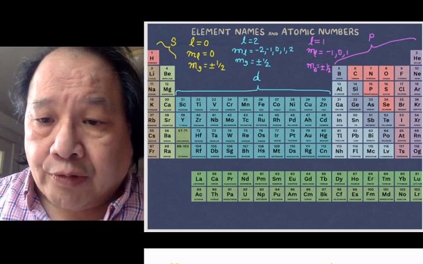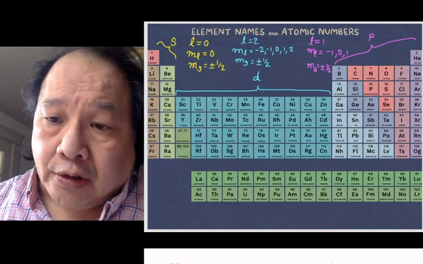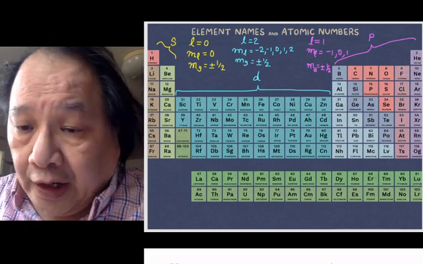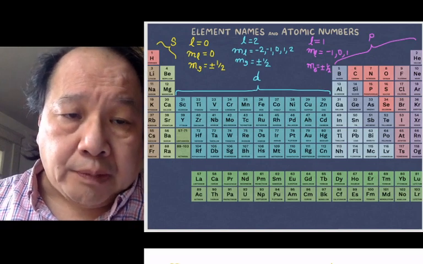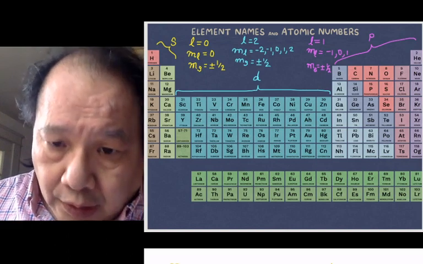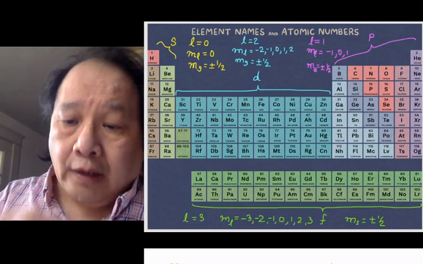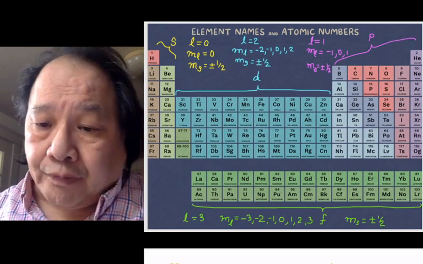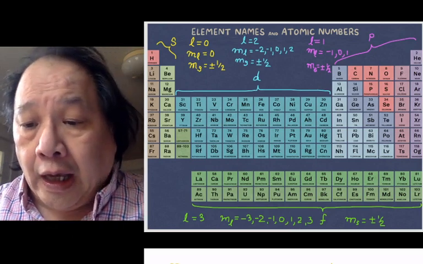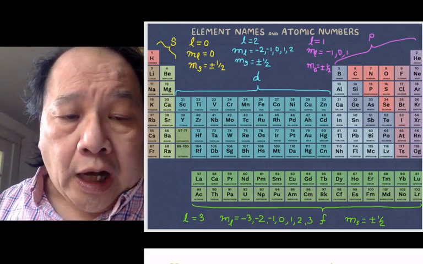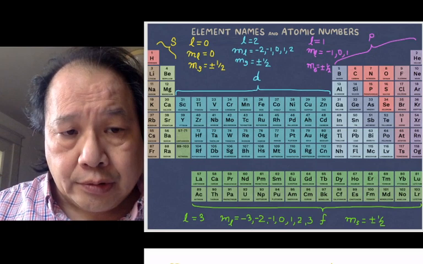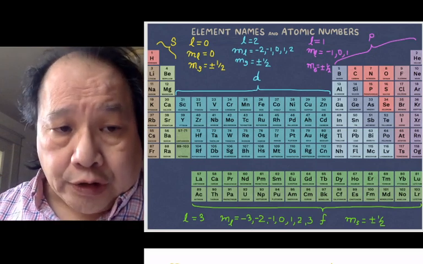Scandium, titanium, vanadium, chromium, manganese, iron, cobalt, nickel, copper, zinc. I just read the names of the first elements. That's 10. And finally, we have the elements in green below. Guess what letter they go by? Correct. They go by the letter F. F is L equals 3. They have 7 ML values: -3, -2, -1, 0, 1, 2, 3. MS can be plus or minus 1/2. How many columns are there in the green block, the rare earths? And the answer is 14.